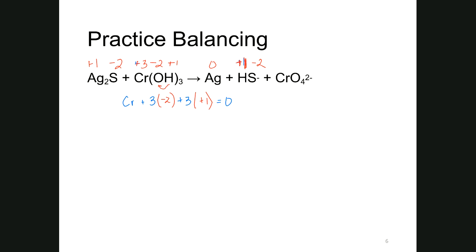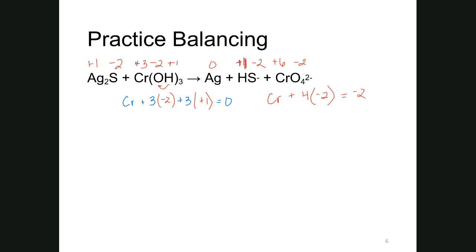Then we get to the chromate ion. Again, we know oxygen is going to be -2. So to find chromium, we have Cr plus 4 oxygens, each with a -2, equals -2. And so our chromium here is going to be +6.